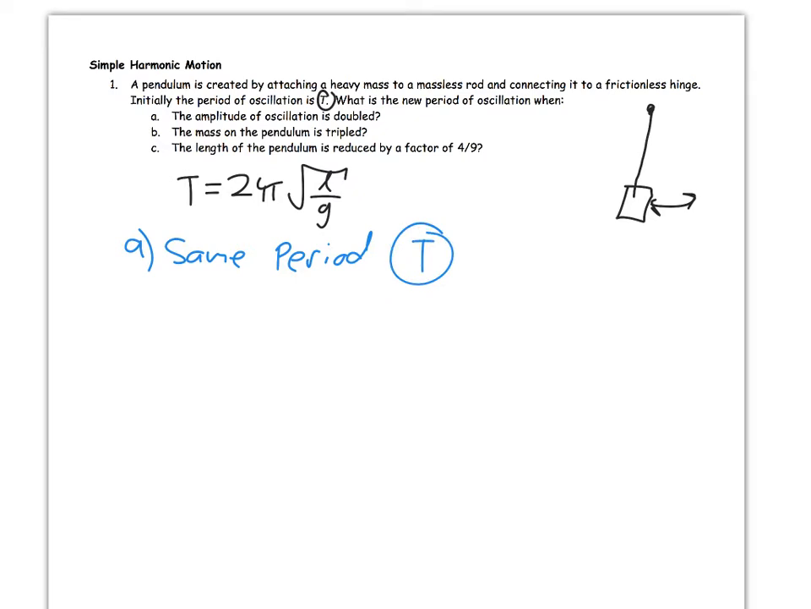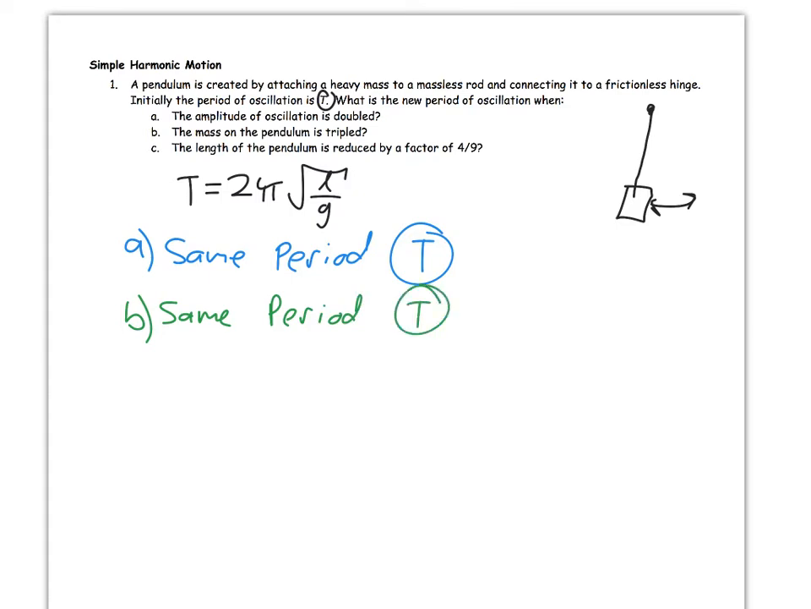For the second one, what's going to happen when the mass on the pendulum is tripled? Once again, we look at this equation, and for a pendulum, neither mass nor amplitude matters. The only things that affect it are L, the length of the pendulum, and g, gravity. And so, once again, we're going to have the same period even if we change our mass here. It's still going to be a period of T.